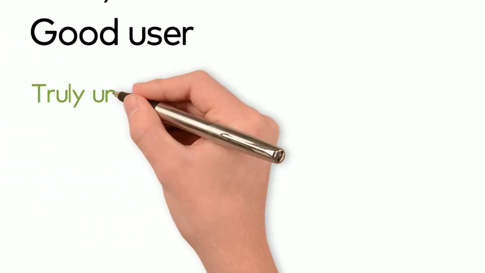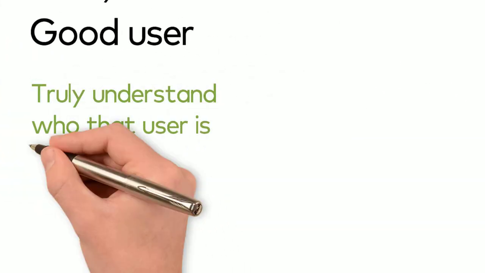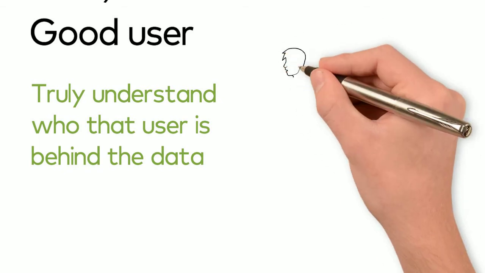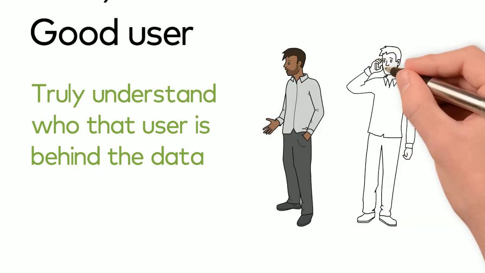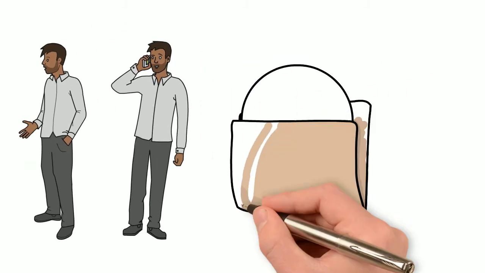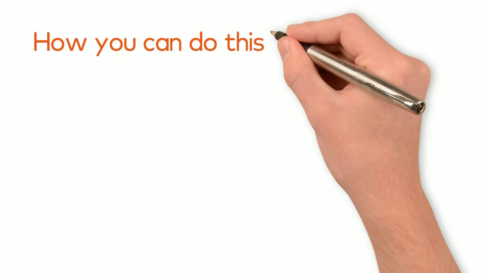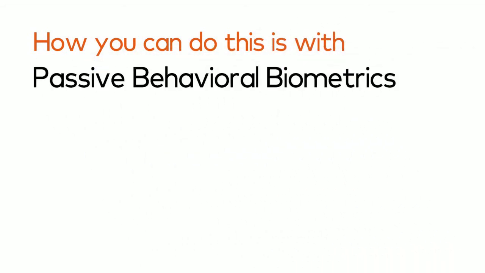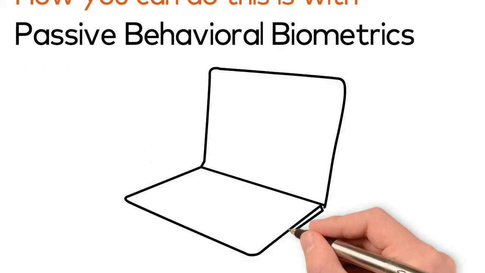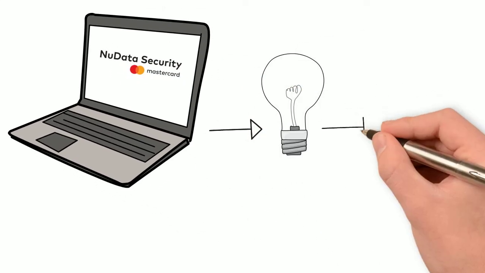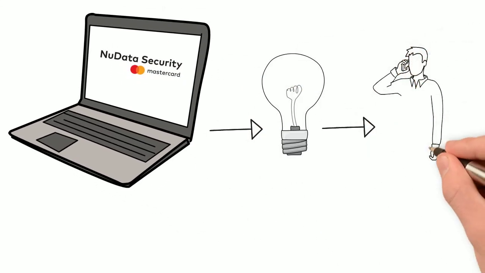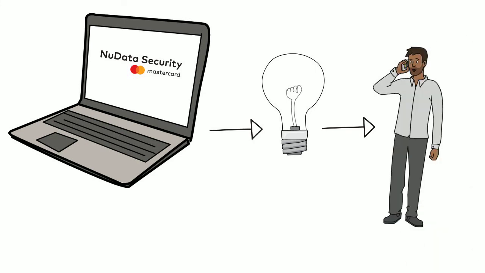You need to truly understand who that user is behind the data. Who is actually interacting on your site? When you bring the who into the equation, you can identify a real person in an electronic world. How you can do this is with passive behavioral biometrics. Using a tool like NuData Security's NuDetect allows you to understand who that user is and how that user is interacting over time on your entire web environment.